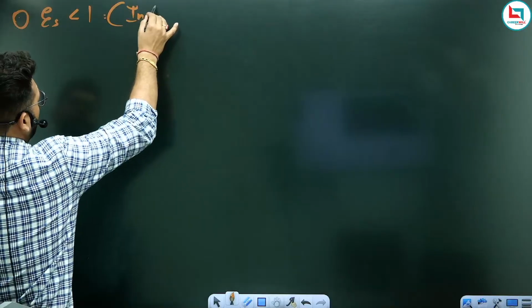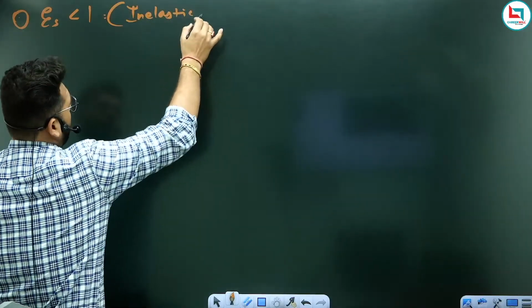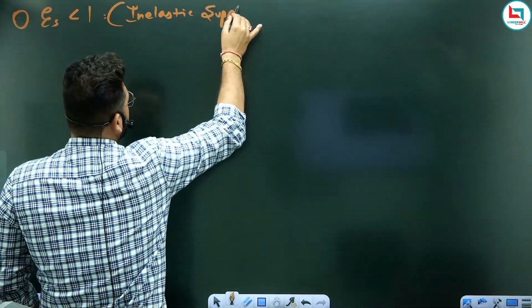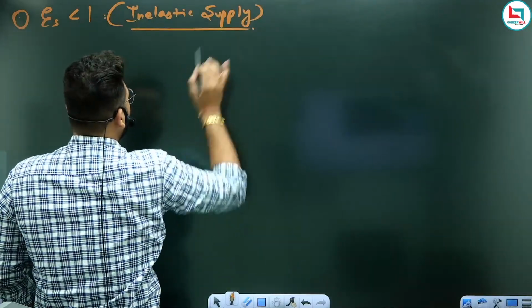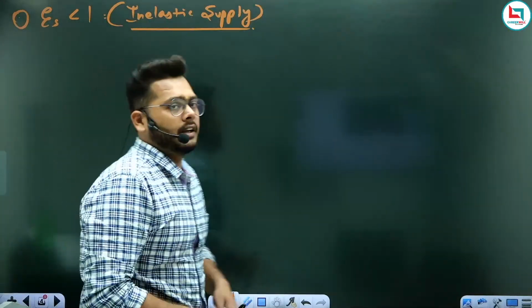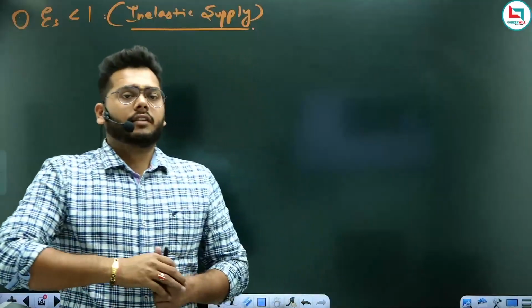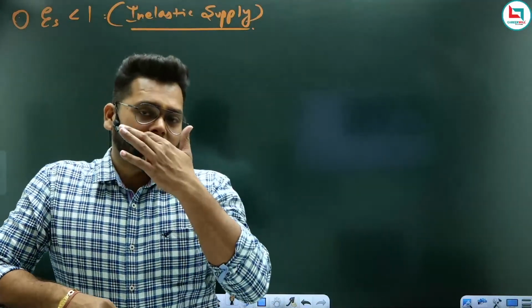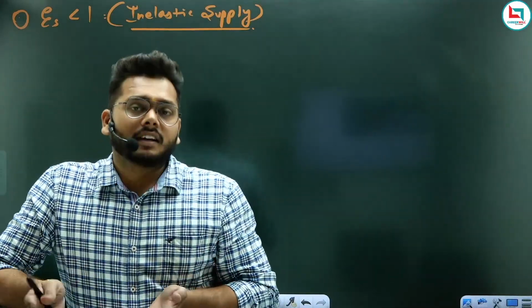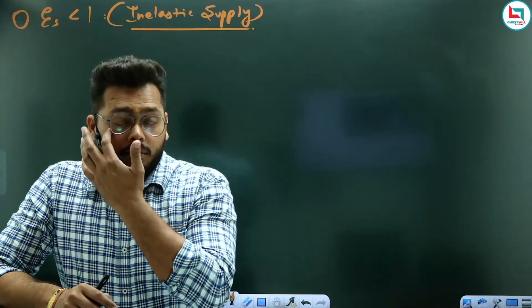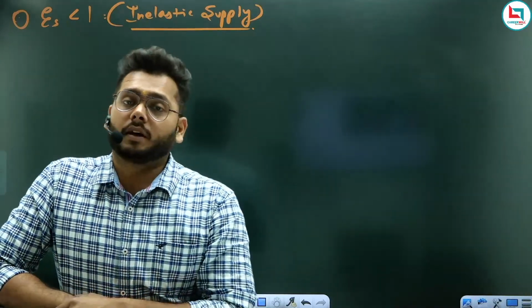Now the third one is what? When Es is less than 1, this is called inelastic supply. Sir, what do you mean to say? Just explain it. Actually, I mean to say that when the percentage change in quantity supplied is less than the percentage change in the price of any commodity.